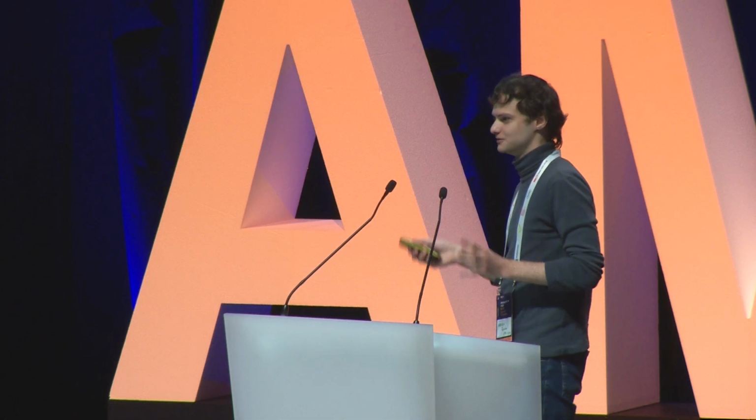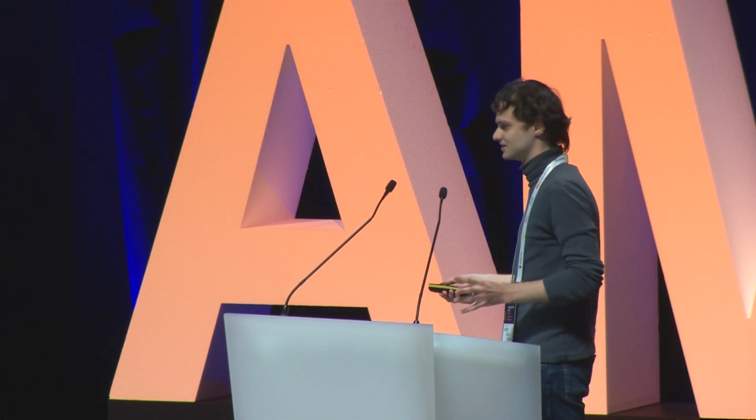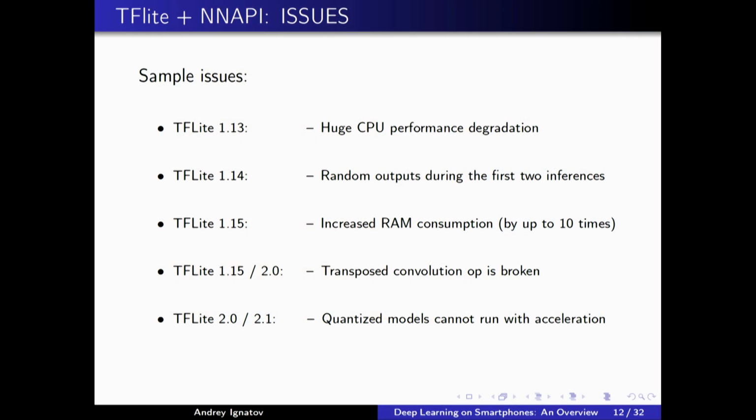Each new version of TensorFlow Lite and NNAPI comes with a number of critical bugs. For instance, in version 1.14, when you were running neural networks, during the first 2 inferences the outputs were random, and even the range was incorrect. You expect to get something between 0 and 255, and suddenly you receive 10,000. And this bug was not noticed by the TF-Lite team for 2 months.